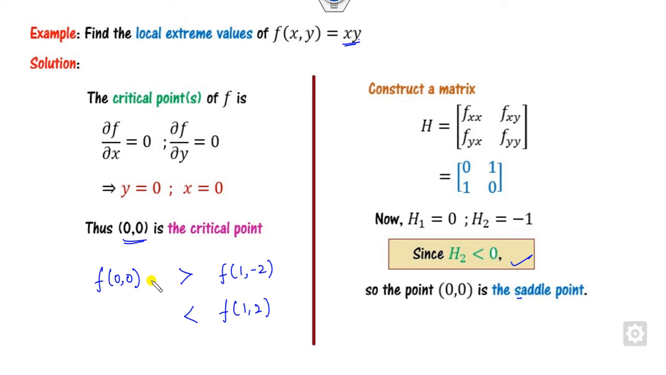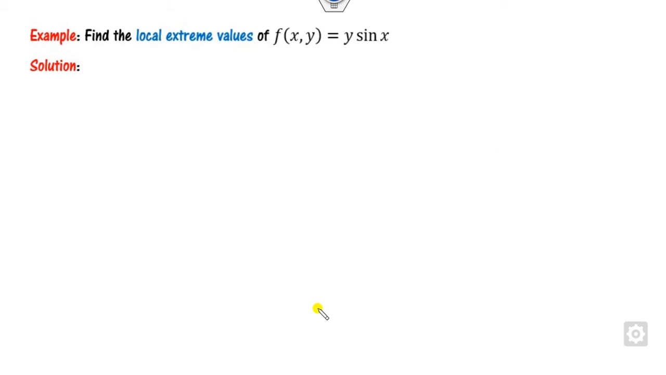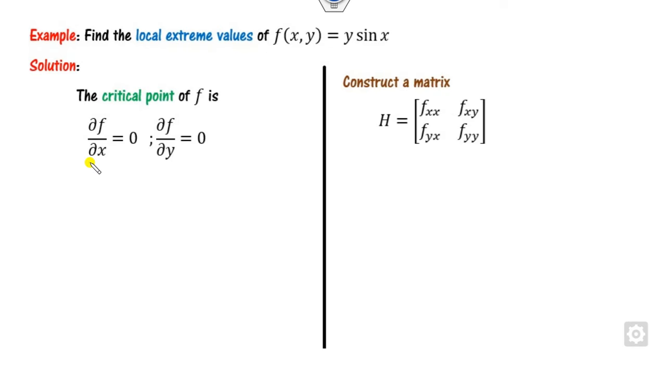So clearly we can say that for some pair this value is greater than this, and for some other pair this value is less than this, so that's a saddle point. Look at this again, where you have to find the maxima and minima. So again we can start from here.